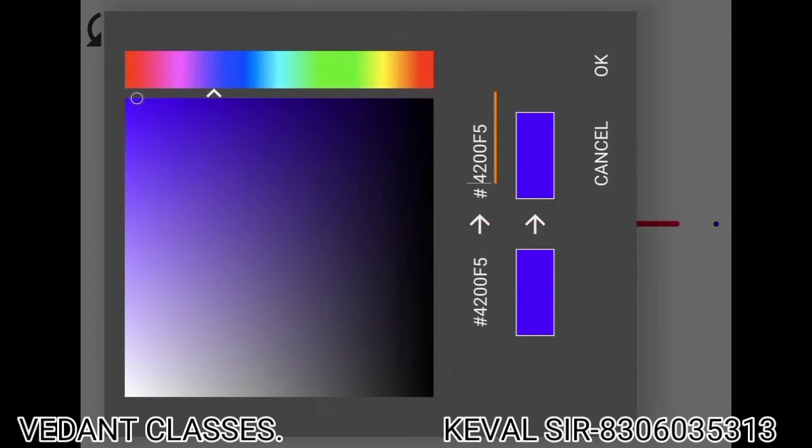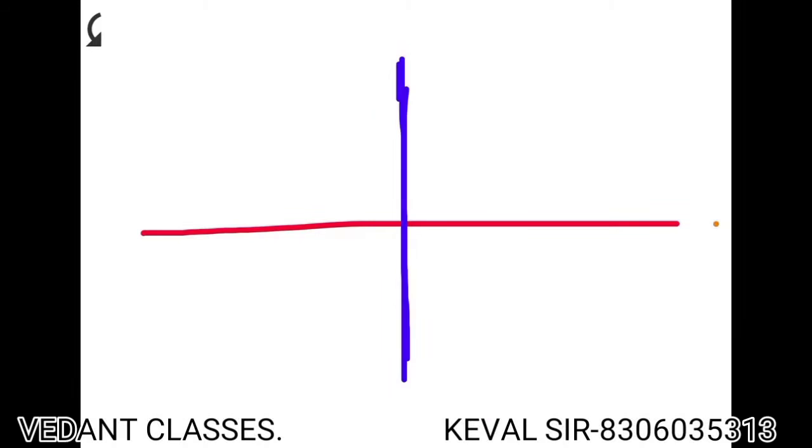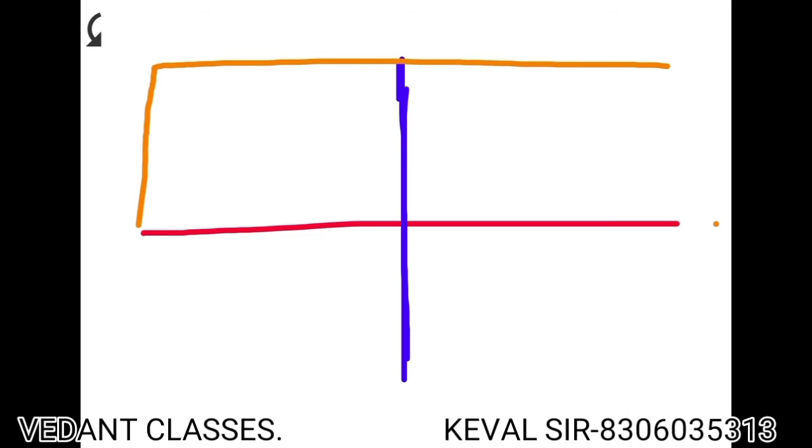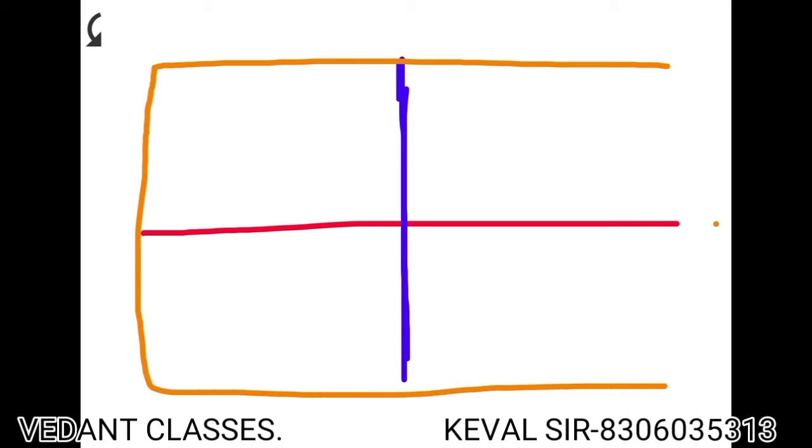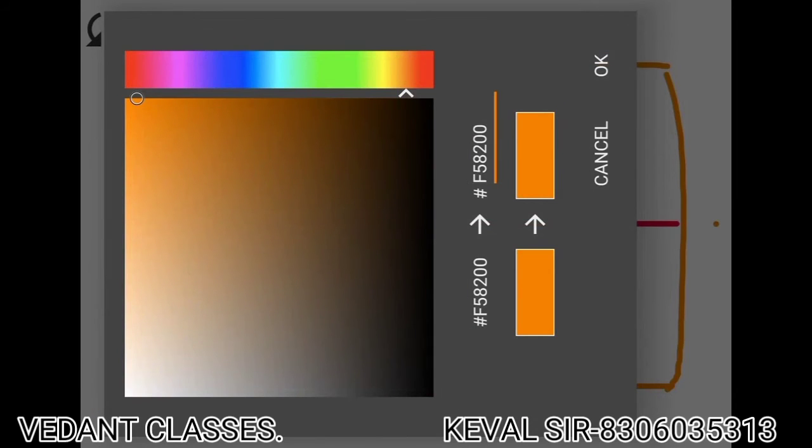Okay, then just complete the rectangle like this. You just have to complete the rectangle. Okay, now you need to divide the rectangle into several equal parts.